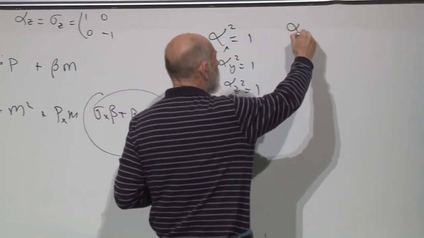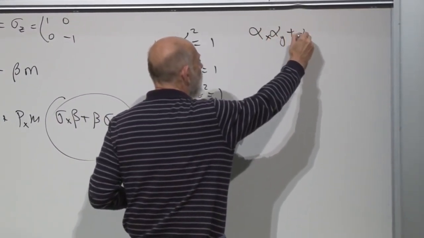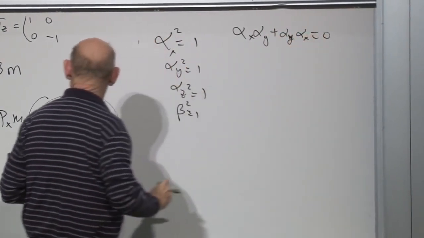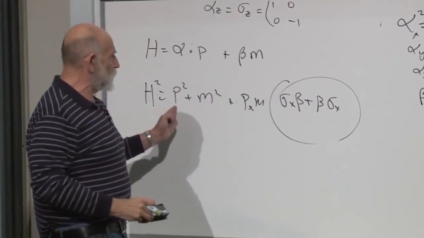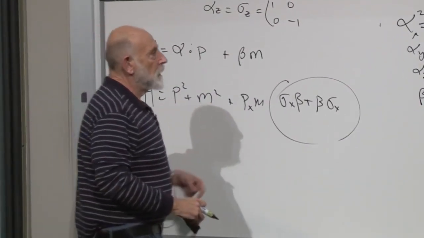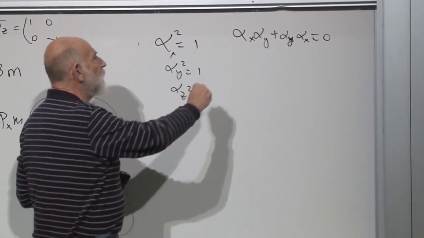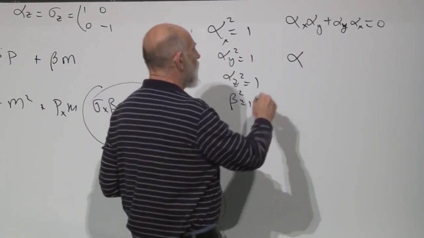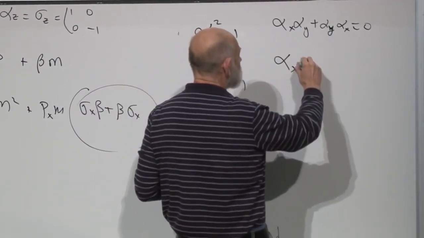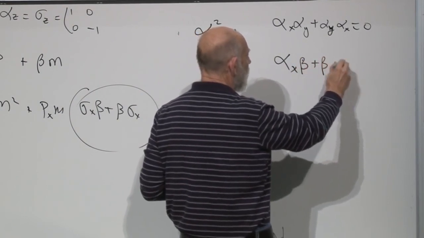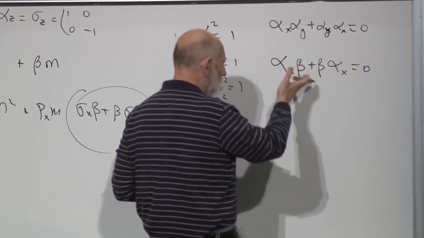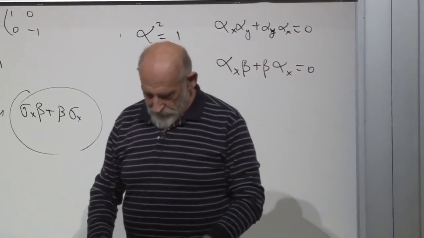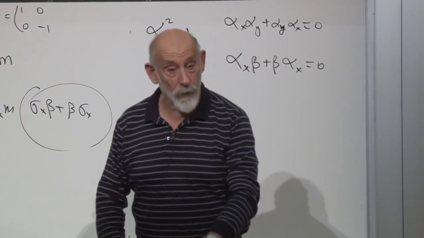But then we also have to have alpha x alpha y plus alpha y alpha x equals 0. That's to make sure that when we square this, there's no term with p_x times p_y. Similar things to this. But finally, for all three alphas, we have to have alpha x times beta plus beta alpha x also equals 0. Same for y and same for z. All right, and as I said, such matrices exist, 4x4 matrices.